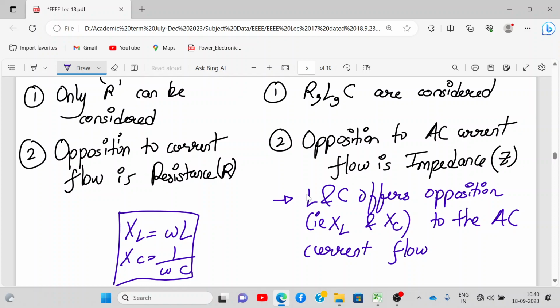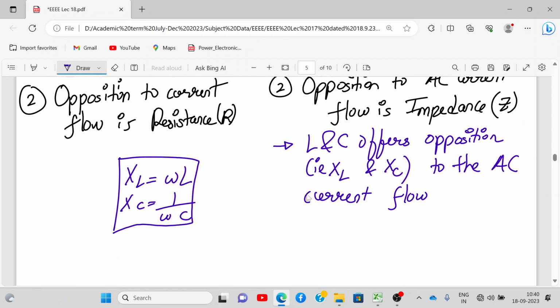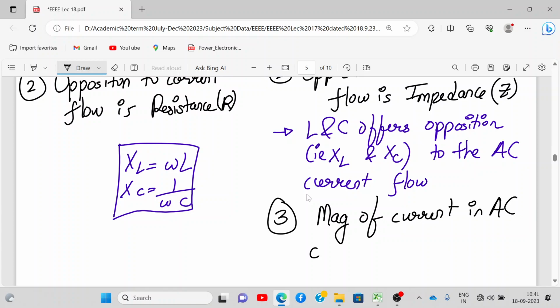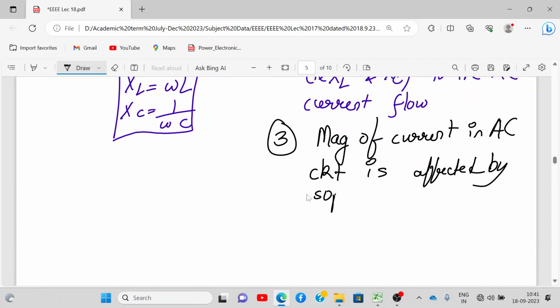Now, in a DC circuit, is the magnitude of the voltage affected by frequency? Frequency does not affect it, but in an AC circuit is it affected? Yes. So write down third point, magnitude of current in AC circuit is affected by supply frequency.